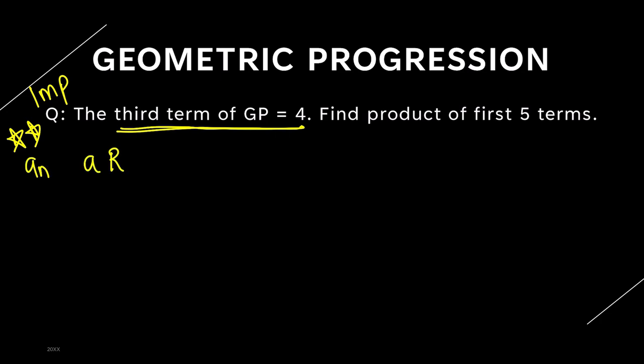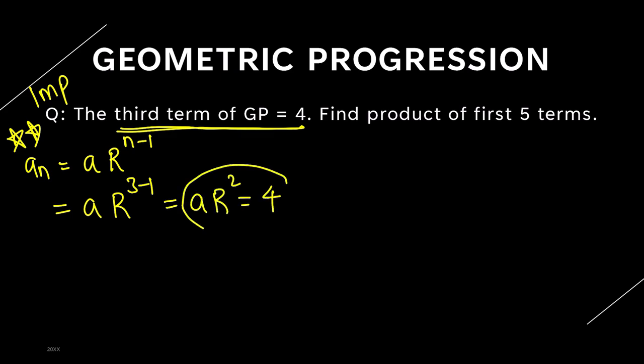How can you write the nth term of a series? a r to the n minus 1, right? If they've given you the third term, that means a r to the 3 minus 1, which means a r square is 4. I know this much, that a r square is 4. Now they have asked you to find the product of the first 5 terms. It is not the sum but the product. What are the first 5 terms?